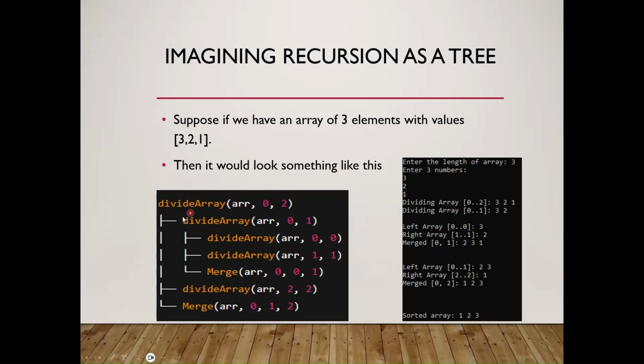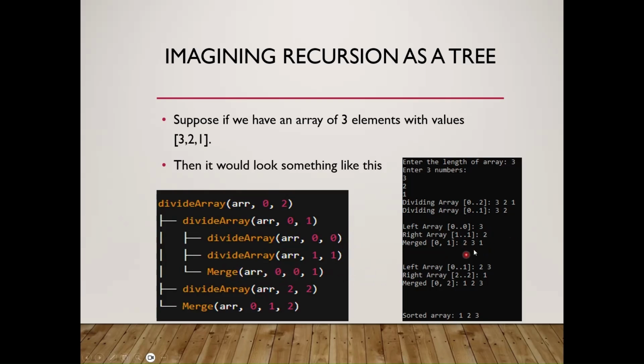If you try to visualize it as a tree, first we have come into the function body of divide array, and since it is fulfilling the condition 0 is less than 2, it will call itself. Then it is still fulfilling the condition 0 is less than 1, so it will call itself. But now the base case is reached: 0 is not less than 0, so it will not call itself further, and 1 is not less than 1, so it will not call itself. So this is the part these two are referring to, and then these two arrays are getting merged here.